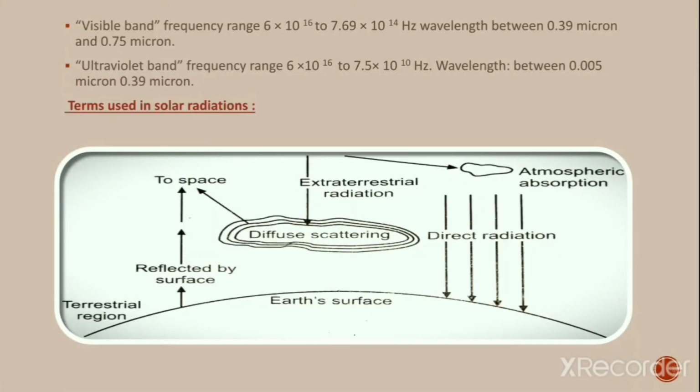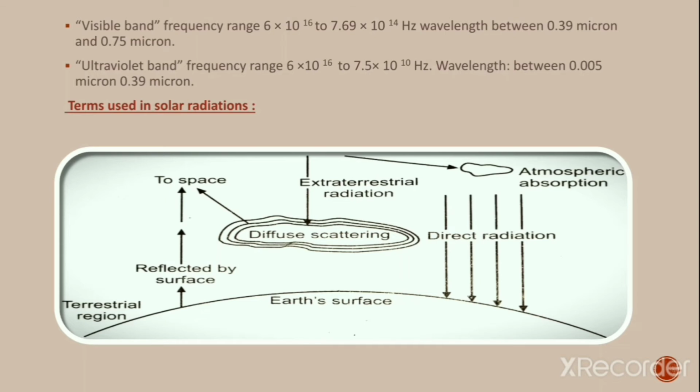Number 2, visible band. Frequency range 6 × 10^16 to 7.69 × 10^14 Hz. Wavelengths between 0.39 micron and 0.75 micron.